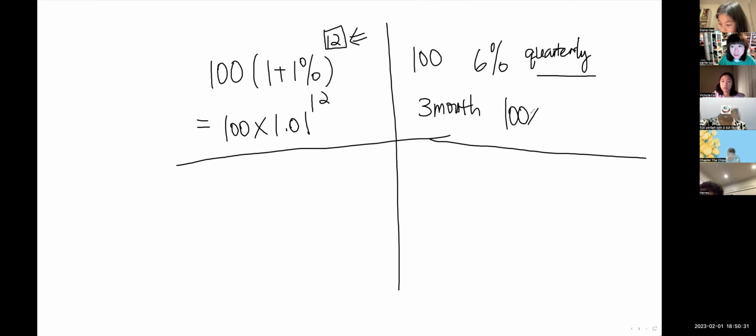So it's 100 times 1 plus 6%. But the exponent here should be what? 4. Very good, because it's compounded 4 times. Very good, Samuel. Good job.